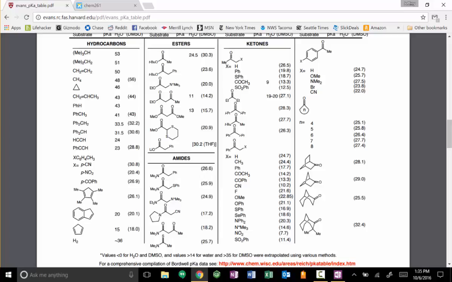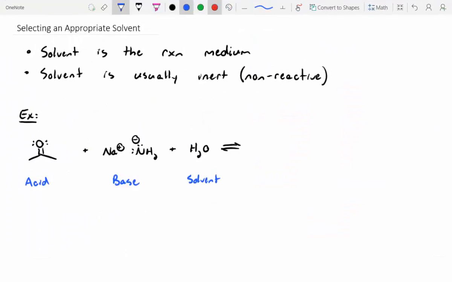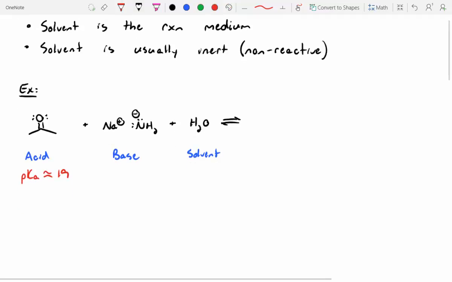I guess I can't really show it with my marker here. But it's the one with the ethyl on each side of the carbonyl. It says about 19 to 20. That would be a pretty close pKa. So let's go ahead and write that down, and we'll say pKa of about 19 to 20. And then we want to finish this reaction.